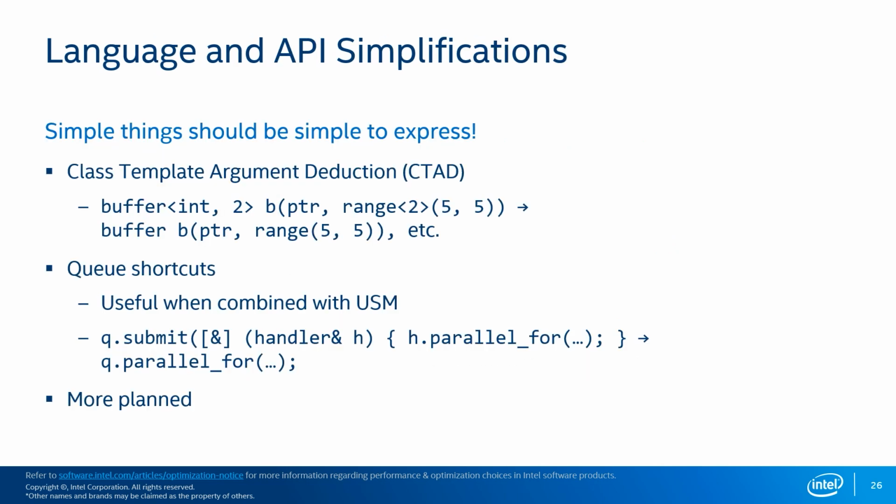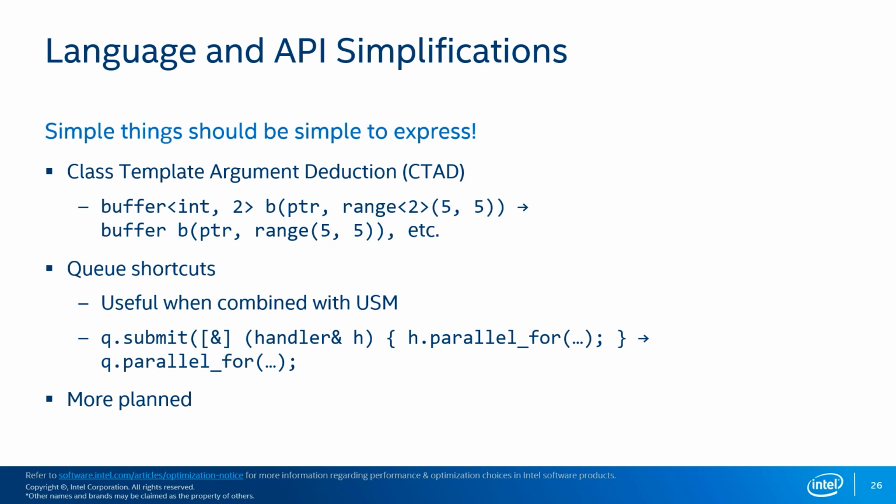The final extension is really several smaller features that we're grouping together under the umbrella of simplifications. Simple things should be simple to express. Towards that end, we've introduced Class Template Argument Deduction Guides, or CTAD, for many SYCL objects that simplify their declarations in code. In the snippet below, we can use CTAD to simplify the declaration of a buffer.